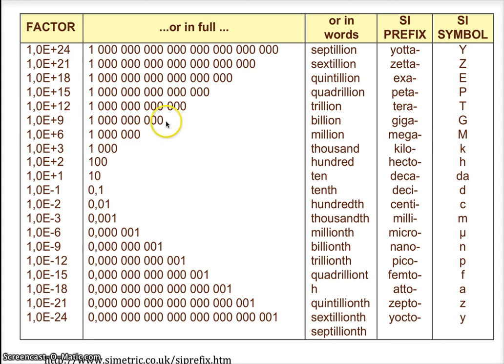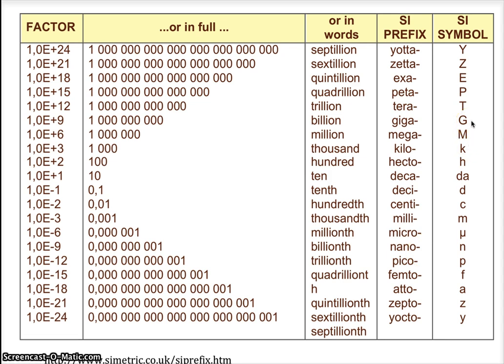So I'll just hold you accountable from positive 9 exponents to negative 9 of the exponents. Of course, you need to know what it is in numerical value, the exponential value, as well as the SI prefix: giga, mega, kilo, hecto, deca, deci, centi, milli, micro, and nano. And you need to know what these symbols are.